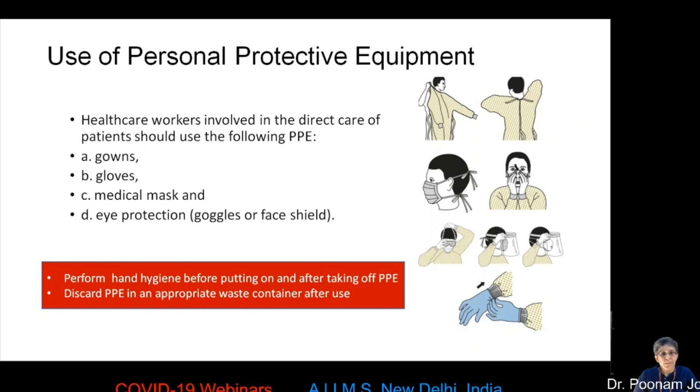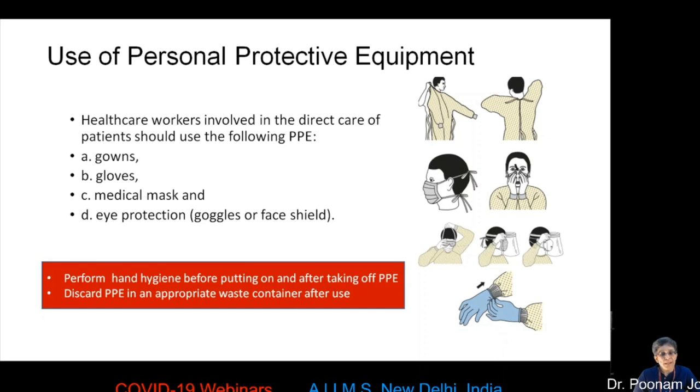As nurses, when we are assisting for bronchoscopic procedures, we have to make use of personal protective equipment, and we also have to perform hand hygiene before putting on and after taking off PPE. Discard PPE in an appropriate waste container after use. The use of personal protective equipment is decided depending upon whether you are involved in direct patient care or are there as ancillary staff, what type of procedure you are doing, and which type of setting you are working in. For example, if you are working in the emergency department, ICU or ward, you have to make use of a particulate respirator like N95. While in screening areas or in the OPD, one can still manage with the three-layer surgical mask.